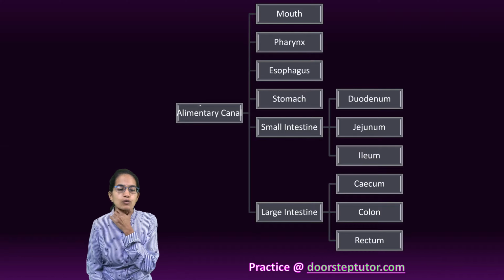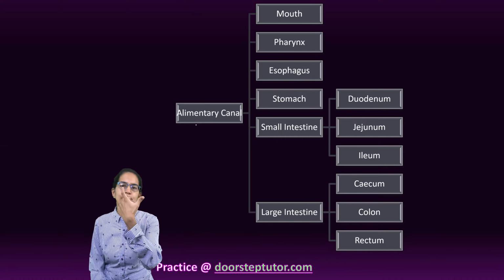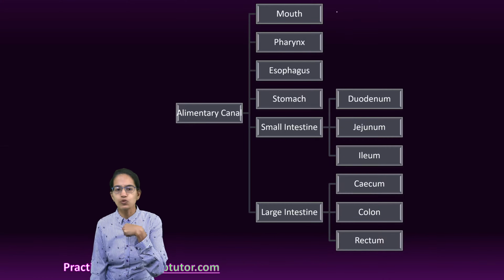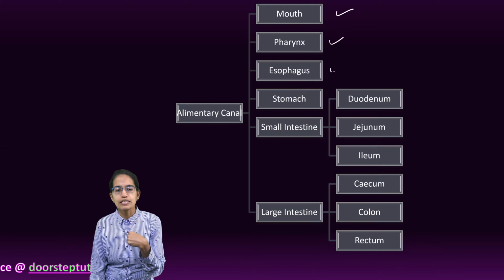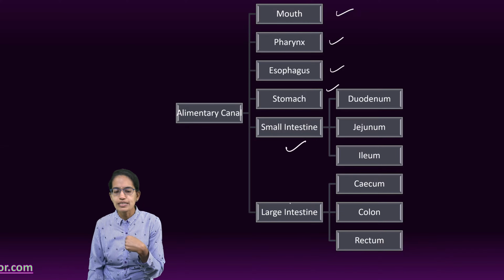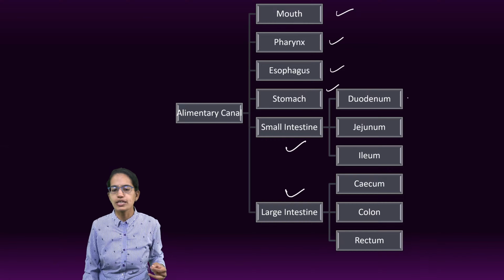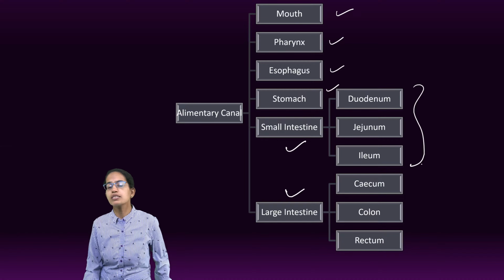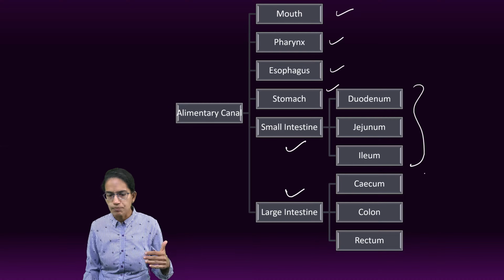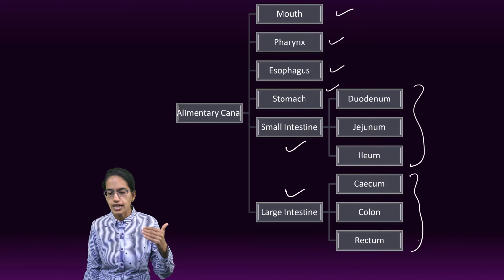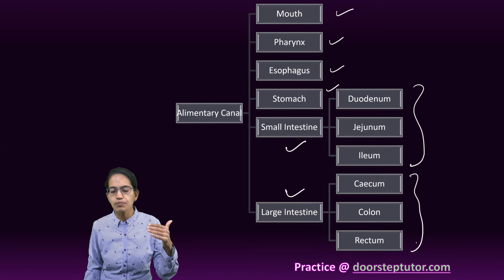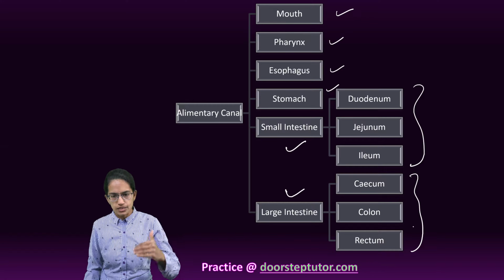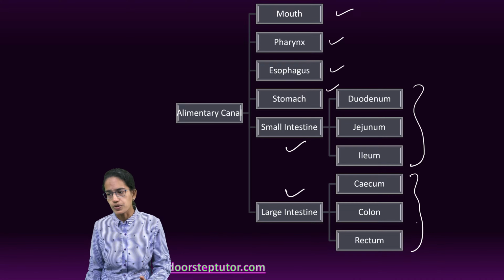If we talk about the process of digestion, it happens in the alimentary canal. It begins with the mouth, moves to the pharynx, esophagus, stomach, small intestine and large intestine. Within the small intestine, we have three important components: duodenum, jejunum and ileum. Within the large intestine, it is the cecum, colon and rectum. That's the order. So the order is again important.